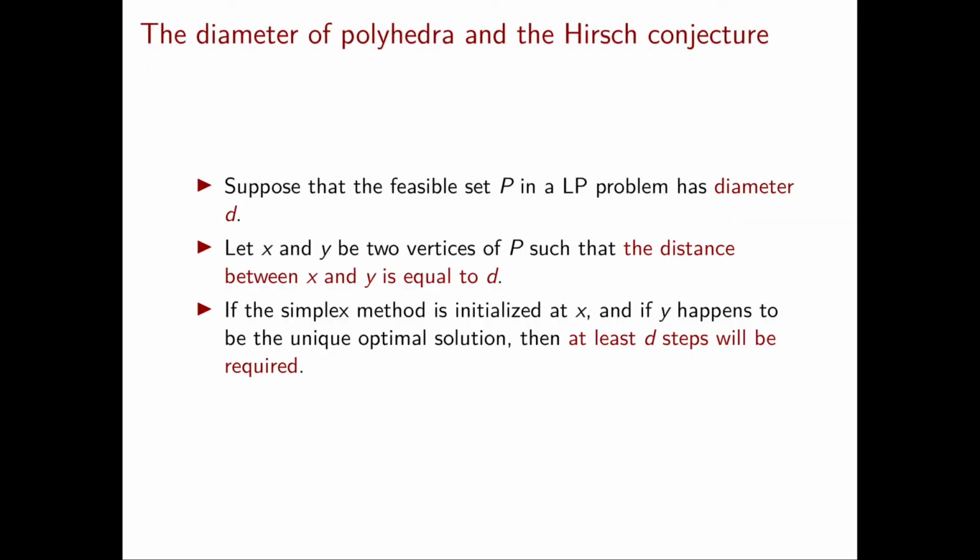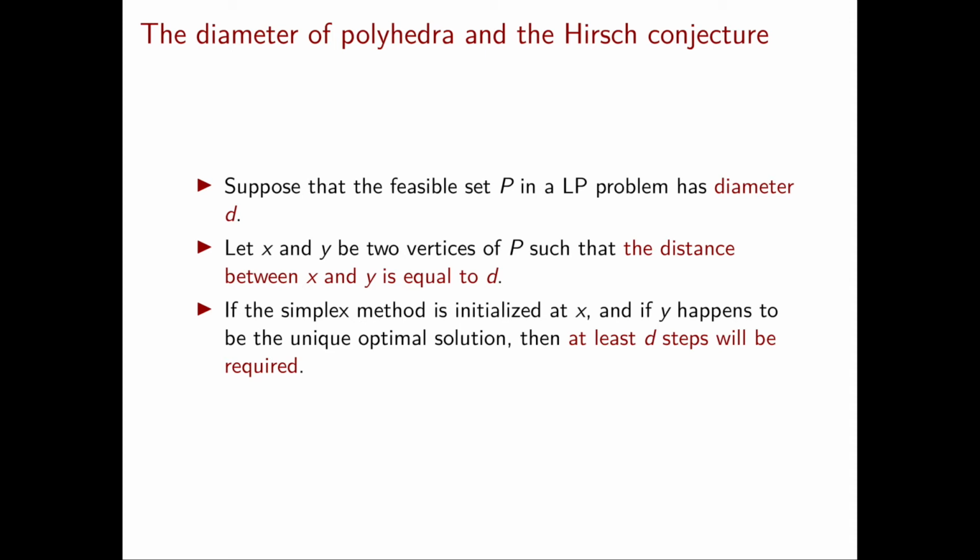Now that we've understood the concept of the diameter of a polyhedron, let's see how it connects to the simplex method. Let's say that our polyhedron P, representing the feasible region in our linear programming problem, has diameter equal to a number d. This means that there exist two vertices x and y of our polyhedron, such that the distance between x and y is equal to d. Now let's say that our simplex method is initialized at the vector x and y is the unique optimal solution. Then, no matter which pivoting rule you choose, at least d steps will be required.